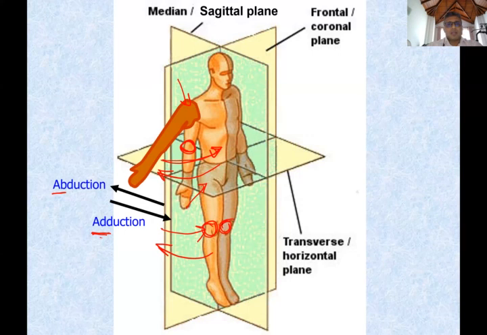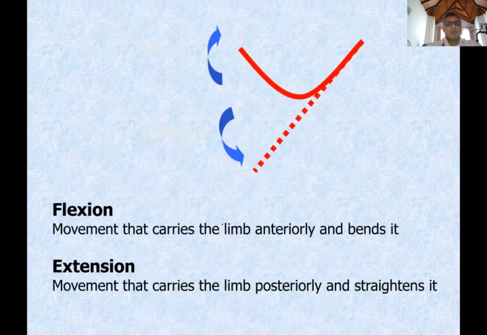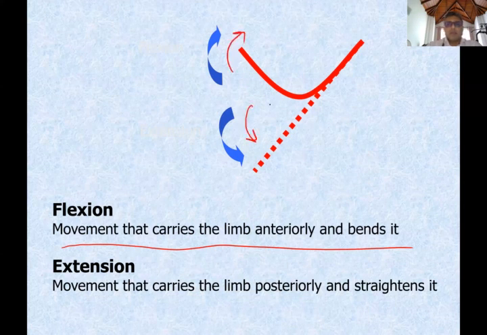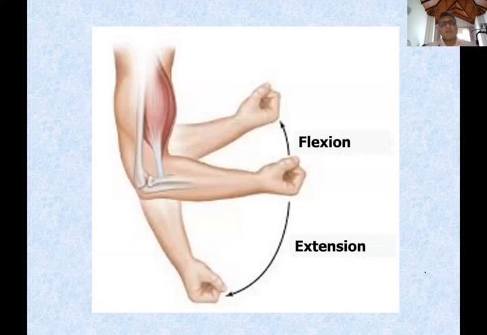Then flexion and extension. Flexion is the movement that carries the limb anteriorly and bends it. So this is flexion. And extension is the opposite movement that carries the limb posteriorly and straightens it. Now this is true for most of the joints in the body, except for a few joints. There are a few differences in certain joints.